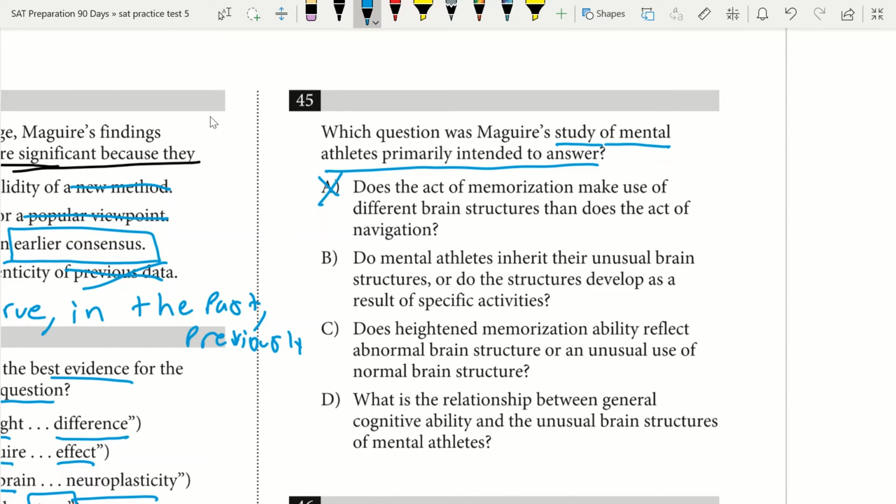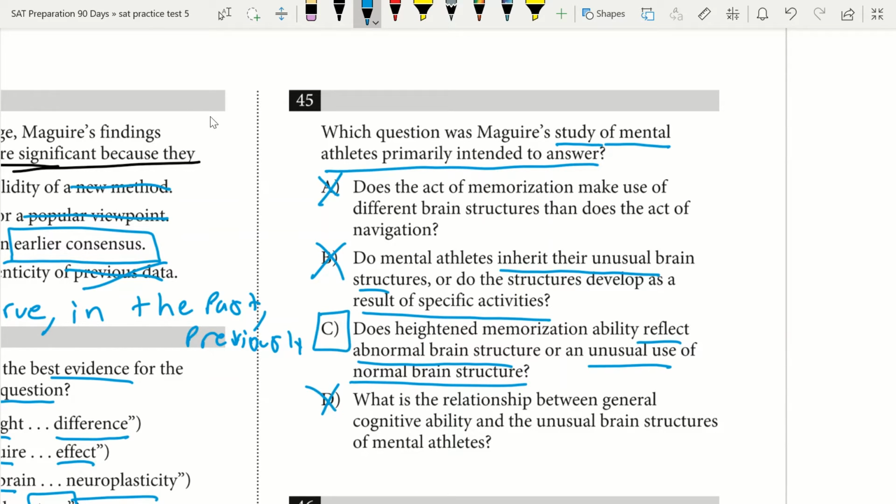Option B, do mental athletes inherit their unusual brain structure, or do the structures develop as a result of specific activities? That's not addressing the fact that we're looking at what parts of the brain they are using. Option C, does heightened memorization ability reflect abnormal brain structure or an unusual use of normal brain structure? Yes, that's the question that we're trying to answer.